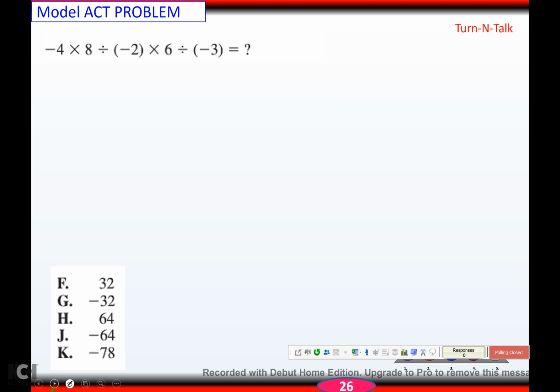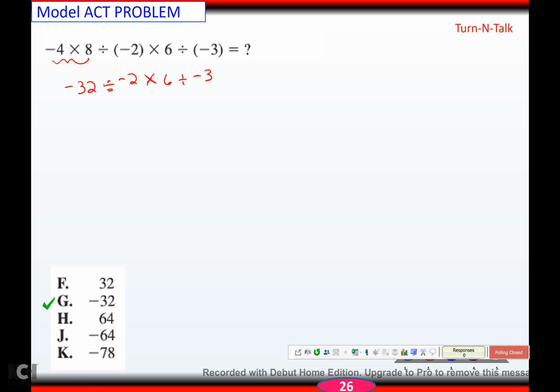And hopefully you got negative 32. You can do this by hand. When you do this by hand, parentheses first, but there's nothing in parentheses. There's no exponents. Multiply, divide, left to right. So negative 4 times 8 is negative 32. Bring everything else down. Left to right.